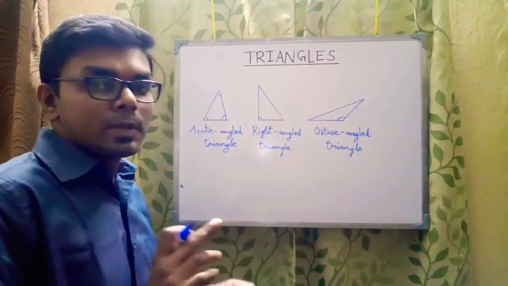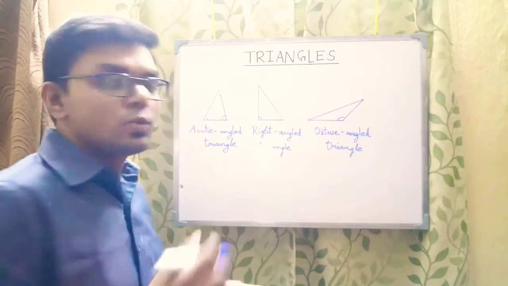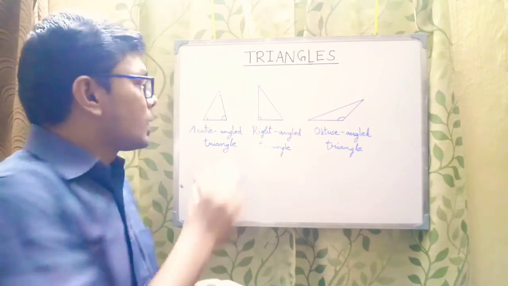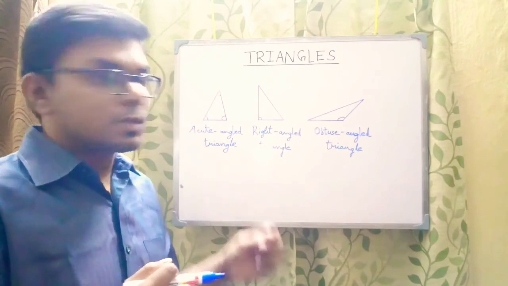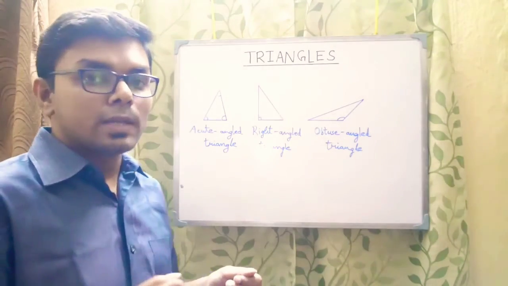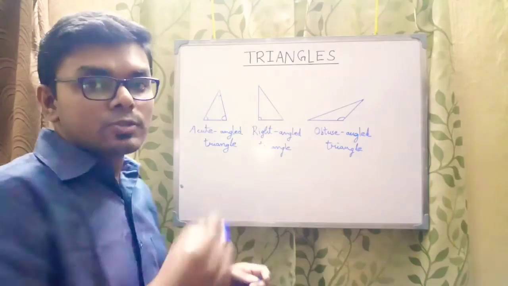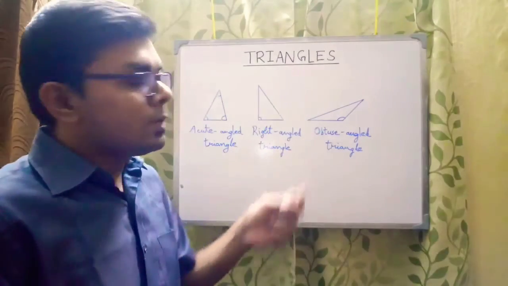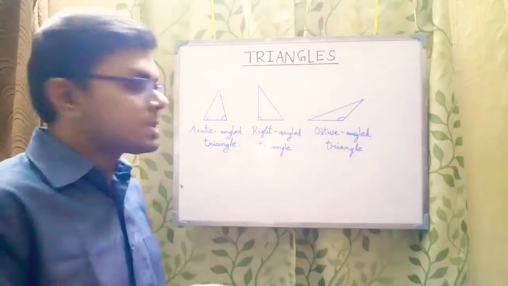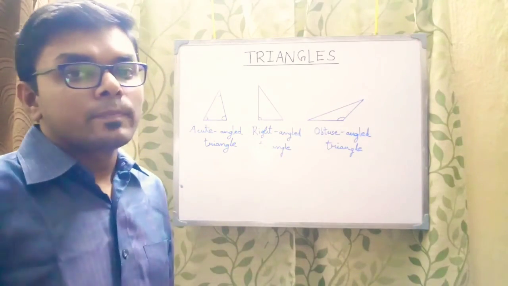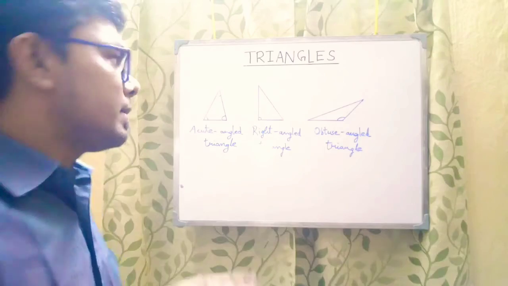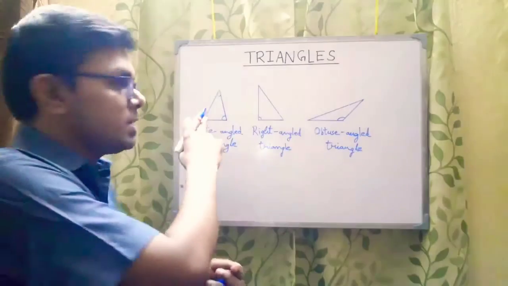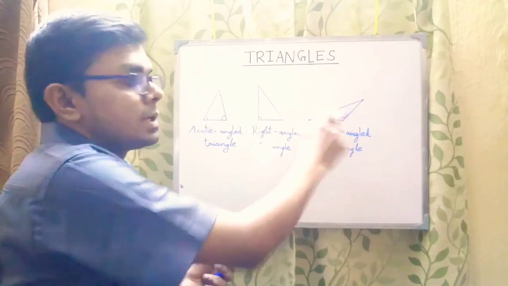Now one thing must be kept in mind: when I am defining acute angled triangle, I am saying all the three angles of the triangle are acute angles. Now when I am saying right angled triangle, I am saying one angle is a right angle. Similarly, when I am saying an obtuse angled triangle, I am saying one angle is an obtuse angle. Why? Here in this case all the three are mentioned, here 1 is mentioned and here also 1 is mentioned.